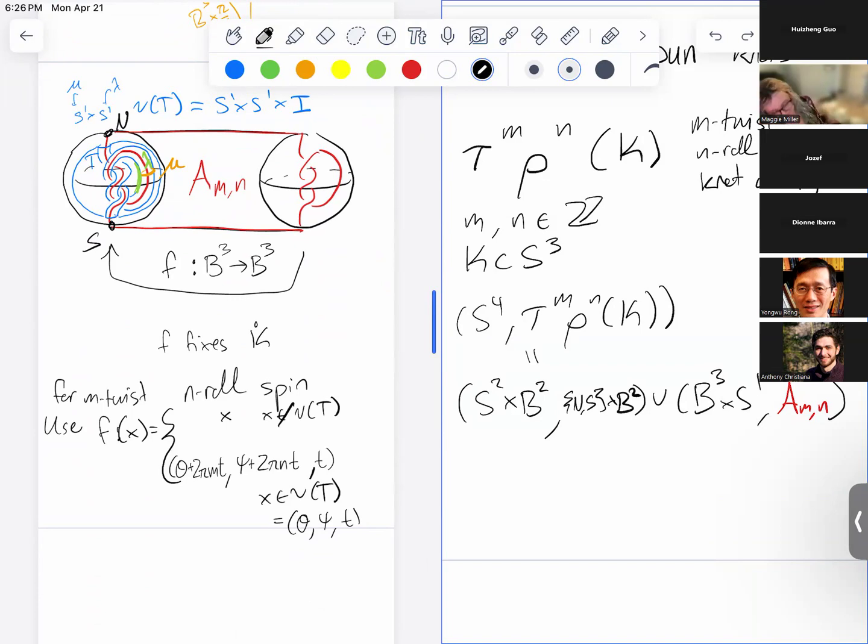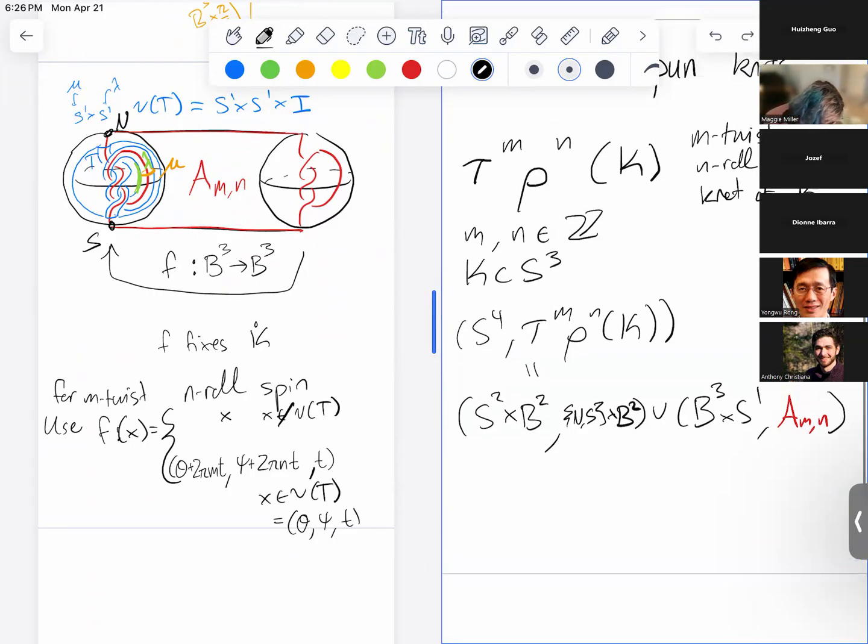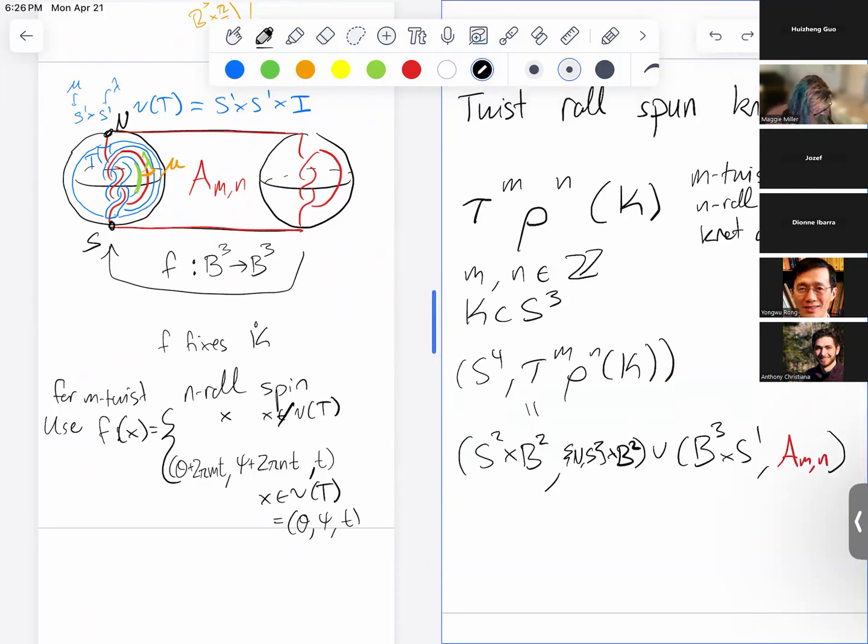So usually when we manipulate these kinds of objects, we just don't draw these kinds of projection diagrams. It's kind of a novelty for spun knots. Okay, so this is what a twist roll spun knot is. It's not obvious right now why we care about this, but I promise we're going to care about this. So let's come back to that.